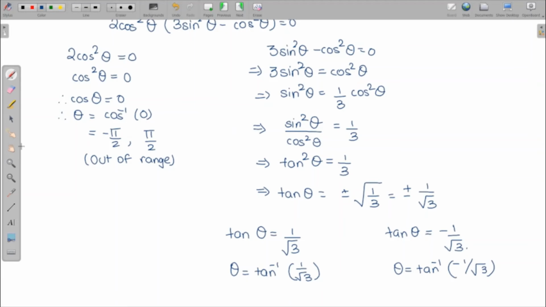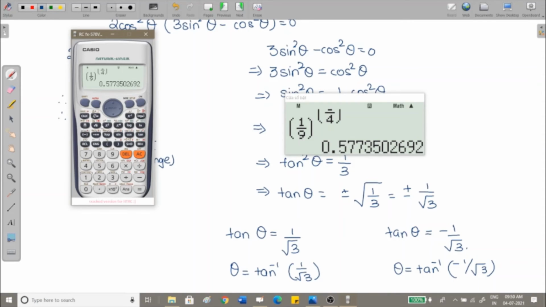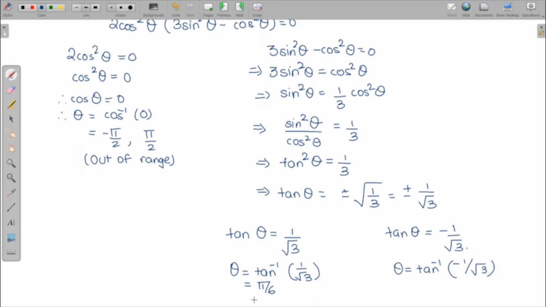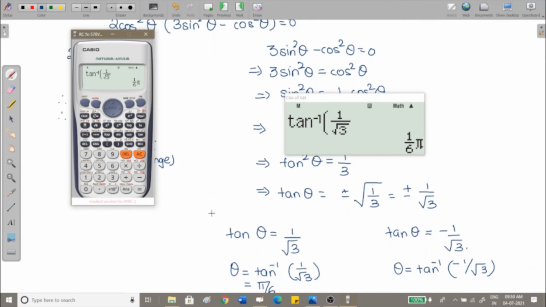So now let's calculate for theta. For that we have to again bring out our calculator. So tan inverse of 1 over root 3 comes to pi by 6. So this will be equal to pi by 6. And if we do tan inverse of negative 1 by root 3, we should get minus pi by 6.